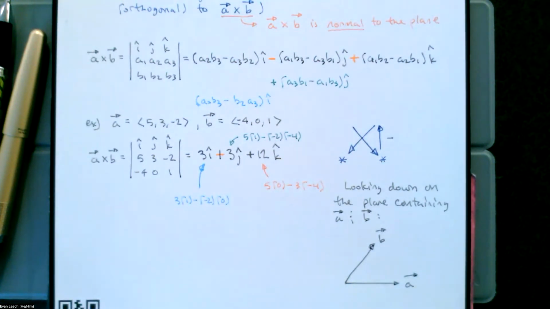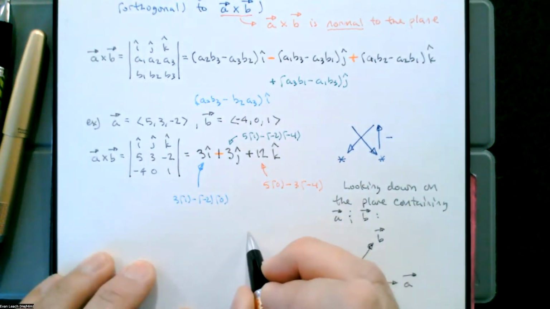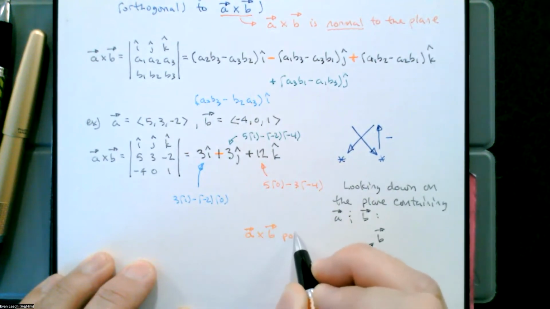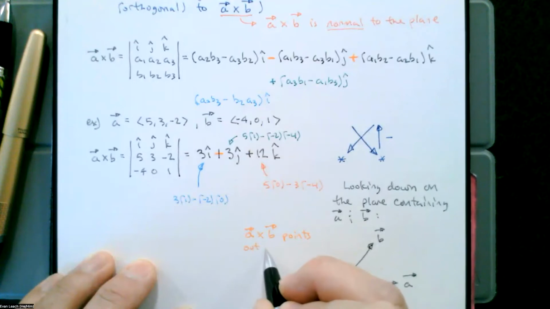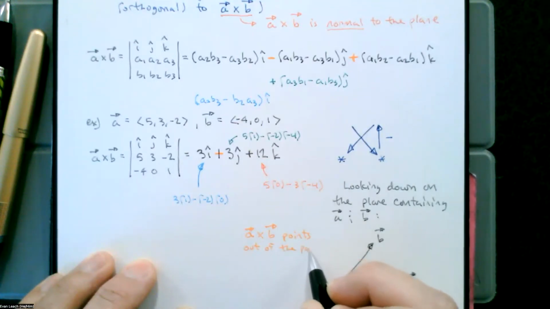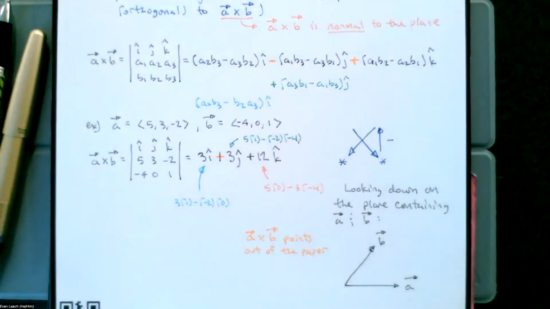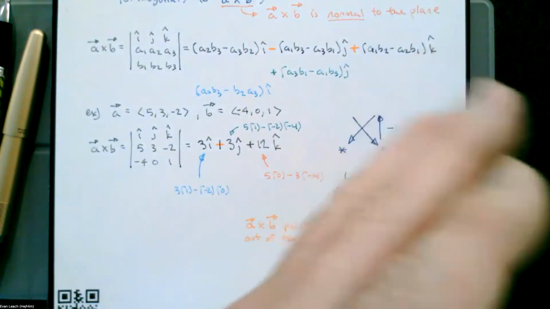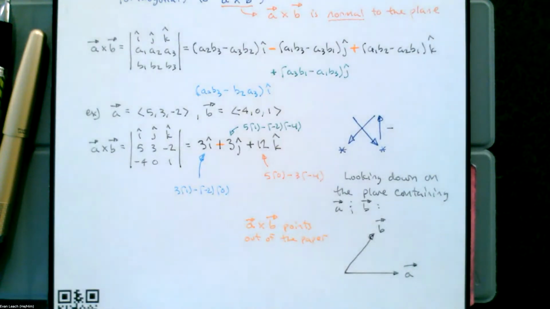A cross B, since we're subject to the right-hand rule, we'll put our fingers in the direction of A and curl the short way towards B. A cross B is coming out of the paper. So A cross B points out of the paper. But if we have B cross A, subject to the right-hand rule, we would point our fingers in the direction of B and curl them the short way towards A. And that means B cross A will point down into the paper.